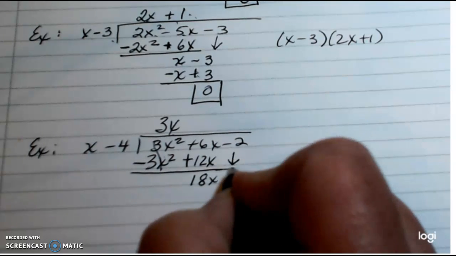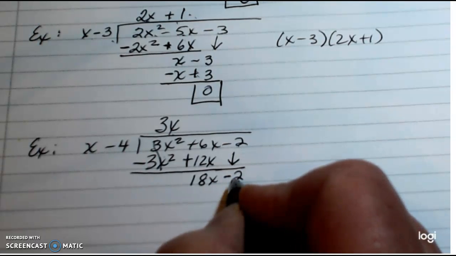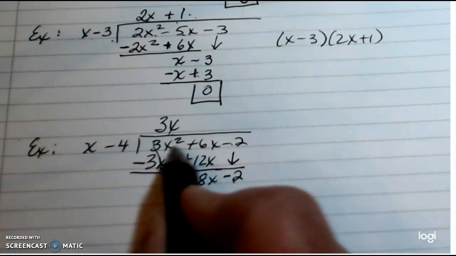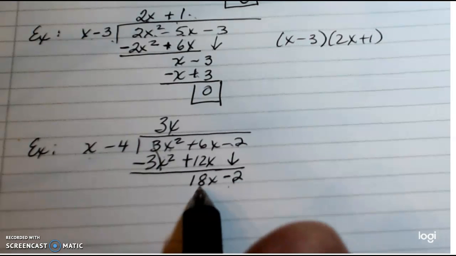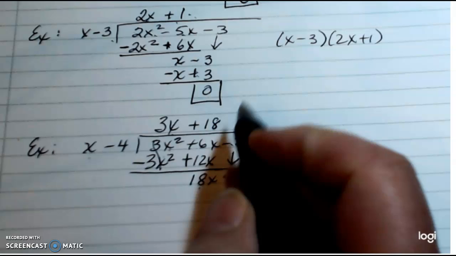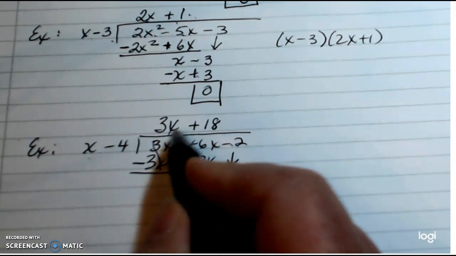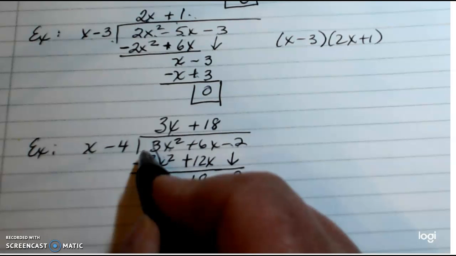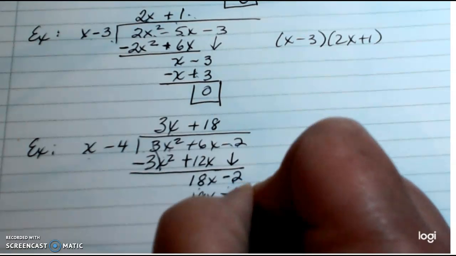Bring down your next term. And again, I wasn't missing any terms here. You always want to check. How many times does x go into 18x? Well, that goes 18 times. 18 times x, and then 18 times negative 4, which I believe I've already done. 18 times negative 4, I believe, is 72.